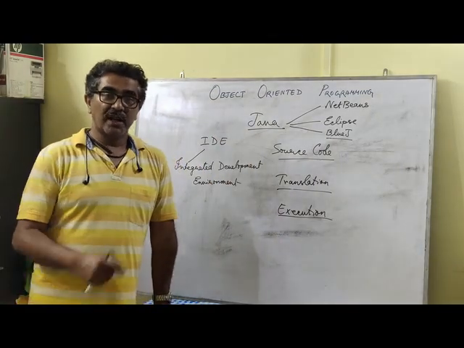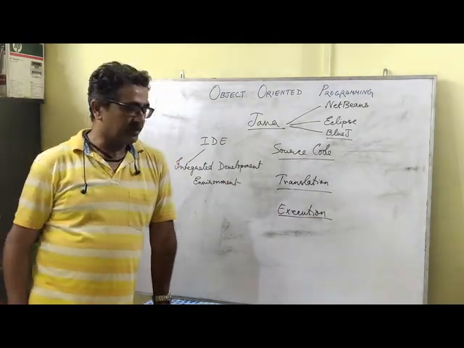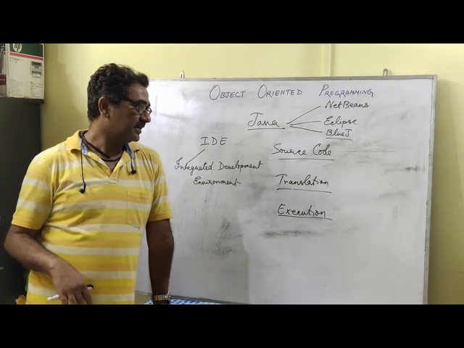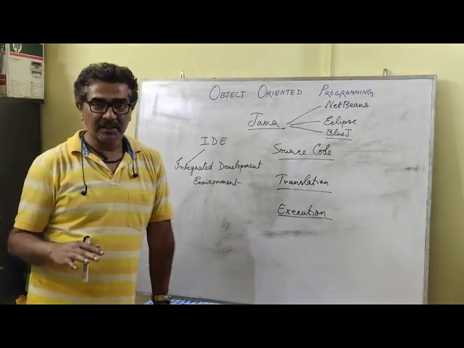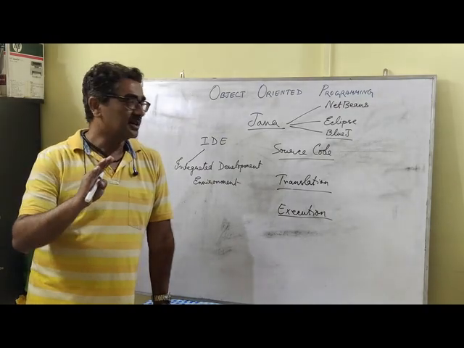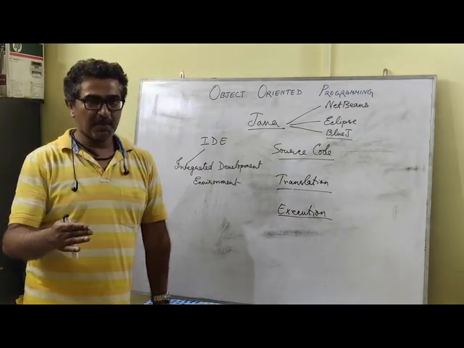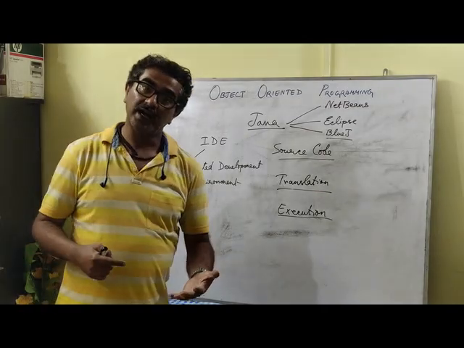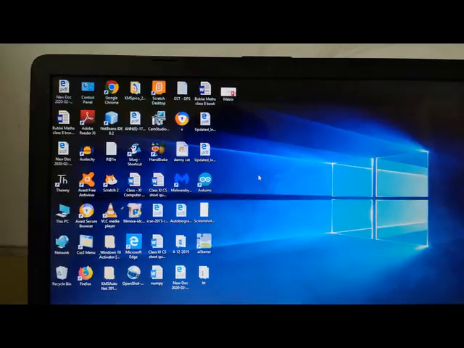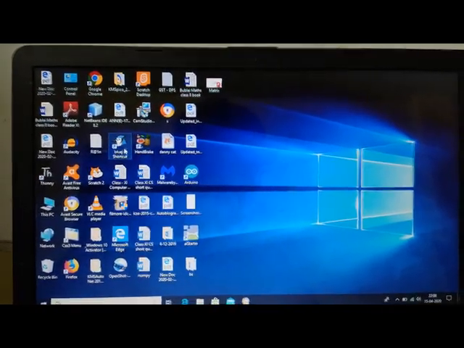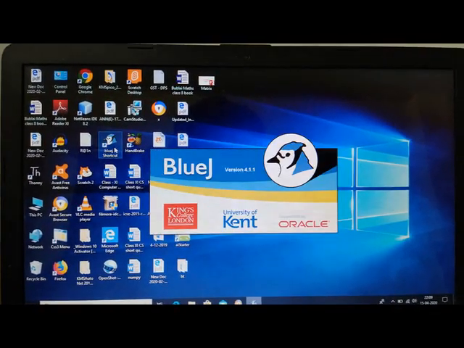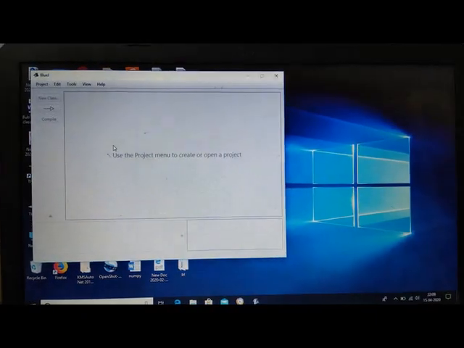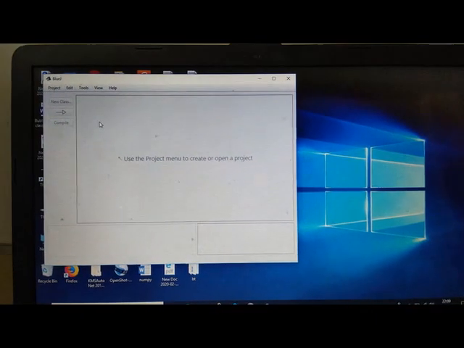Okay, so now before beginning with the programming style of Java, we are going to learn how to use BlueJ. So the next part of the video will show you how to use BlueJ. So there we have the BlueJ icon on the desktop. You can simply double click on it to start BlueJ. That's the splash screen, the initial screen. That's called a splash screen.